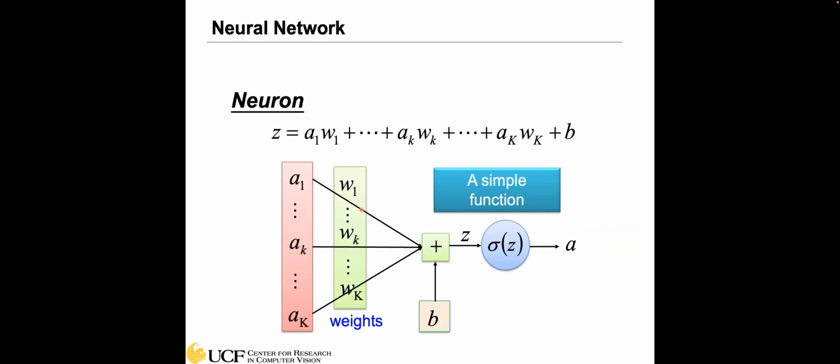So we call these W the weights, and B is the bias. That's the basic structure of the neuron, how mathematically this neuron works: weighted sum plus the bias goes through an activation function.